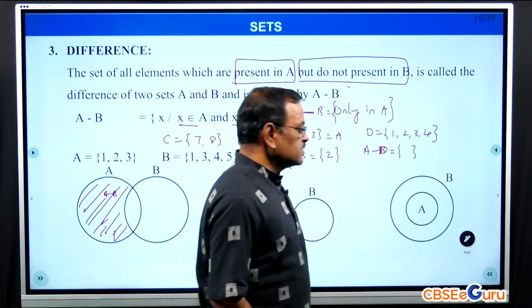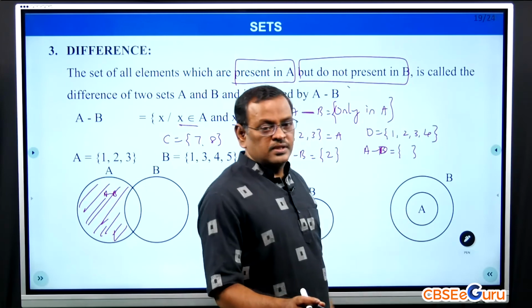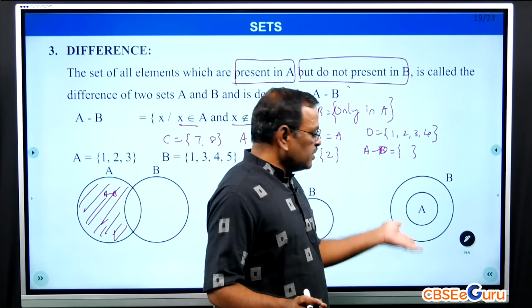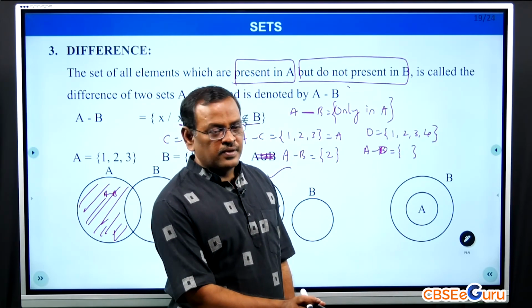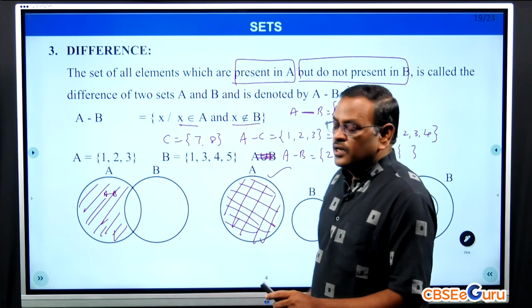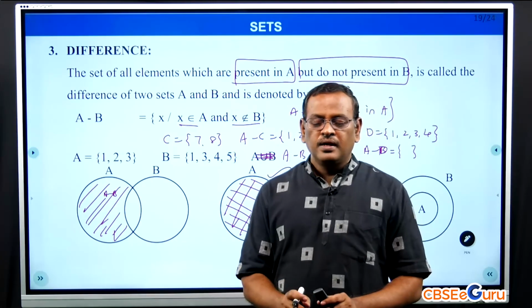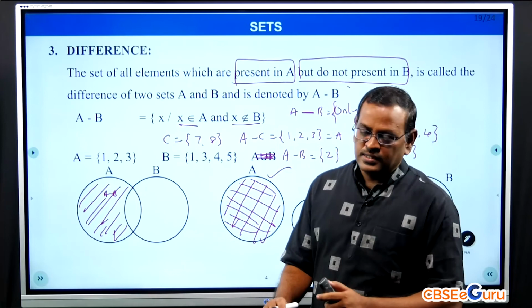Then how to shade this? 100% not possible. All the elements of A belongs to this. Elements belongs to A but not in B, but all the elements of A belongs to B, and hence not possible to shade the third figure. Okay. So what is the meaning of difference? Belongs to first set but not in second, or only in first set.